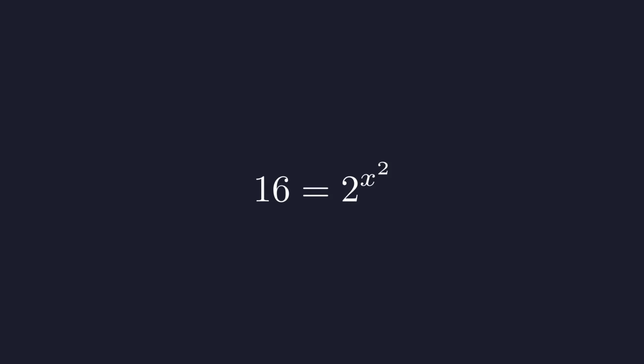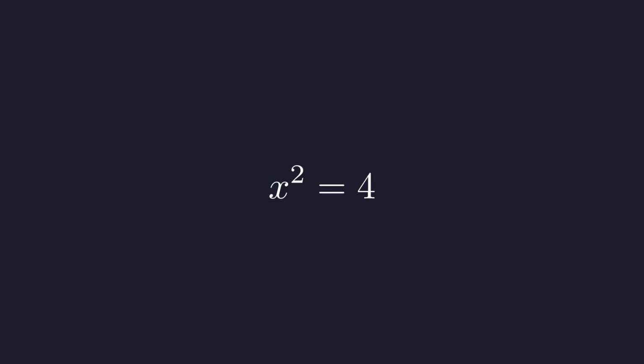Now, to solve this, we need both sides to have the same base. What power of 2 gives us 16? Let's see. 2 to the 4th is 16. Perfect. So we have 2 to the 4th equals 2 to the x squared. When we have the same base on both sides, the exponents have to be equal. So 4 equals x squared. And there we have it.